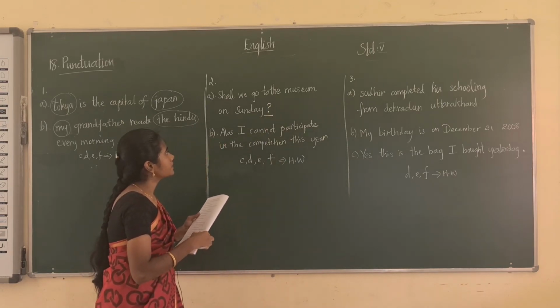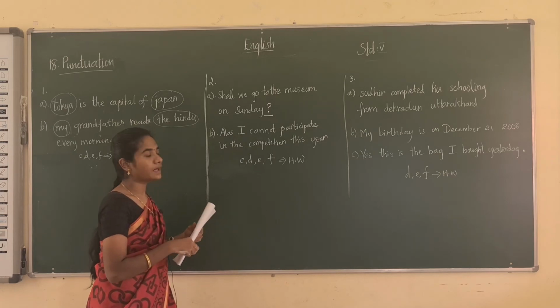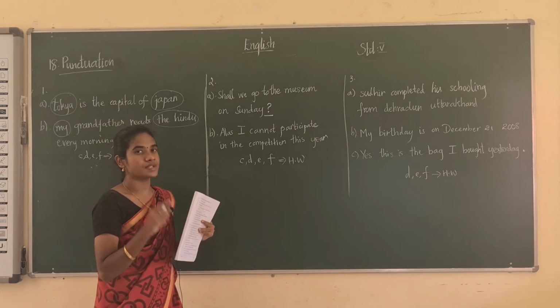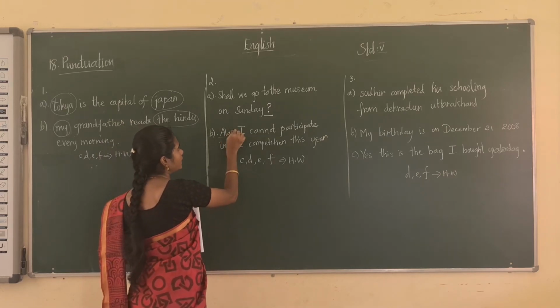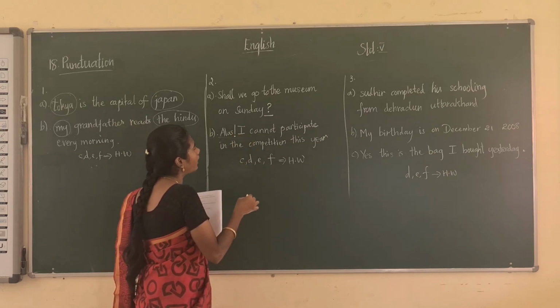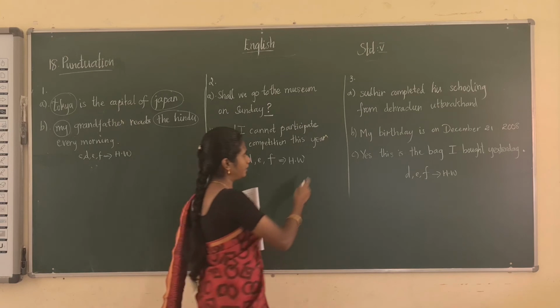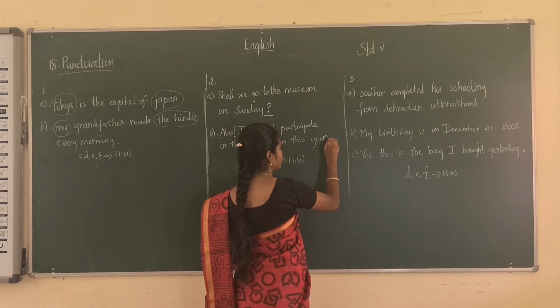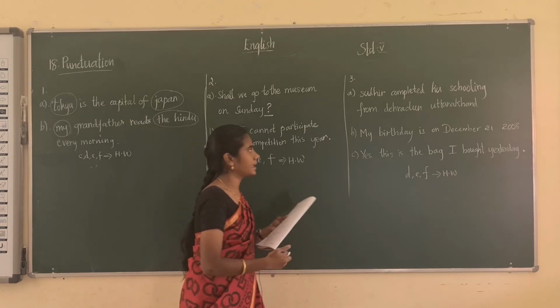Then the next one: Alas, I cannot participate in the competition this year. So after the interjection you have to use the exclamation mark. What is the interjection here? That is alas. So after the interjection you have to put the exclamation mark. Alas, I could not participate in the competition this year. At the end of the sentence you have to put a full stop. And the remaining ones you have to do as homework in this second exercise.